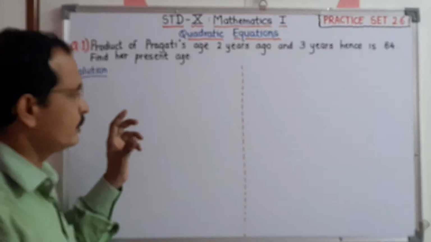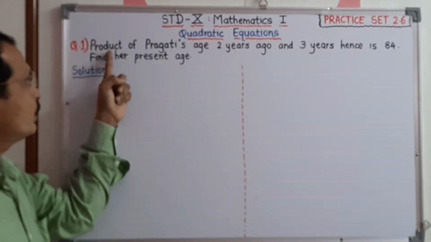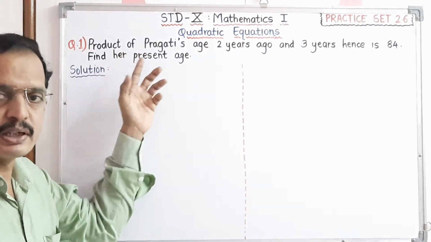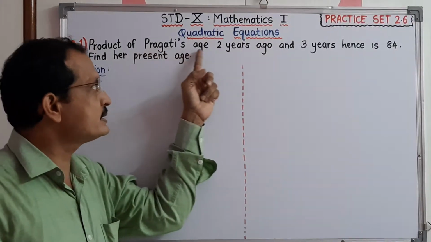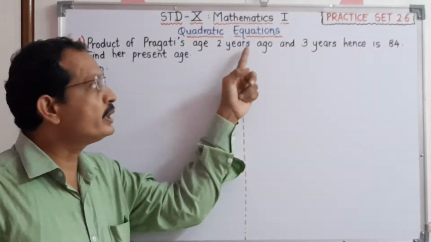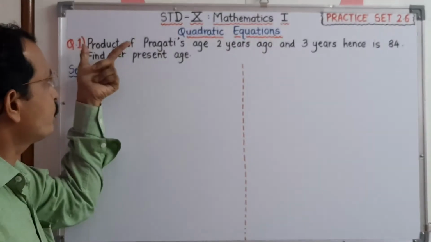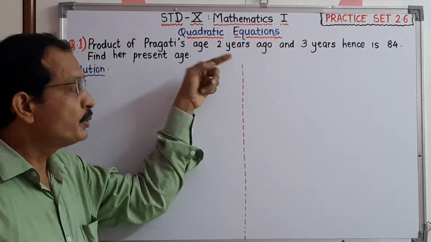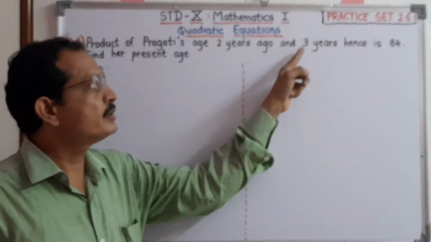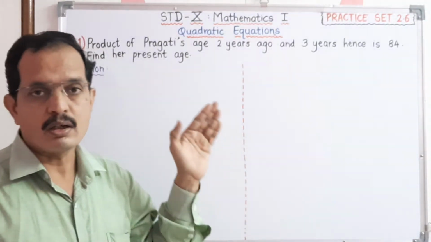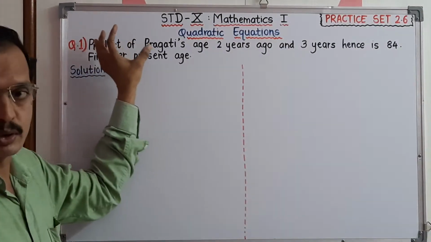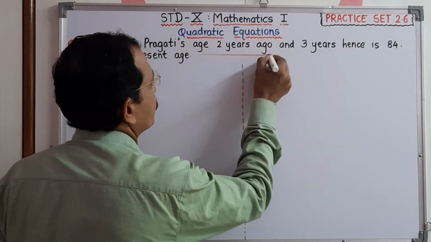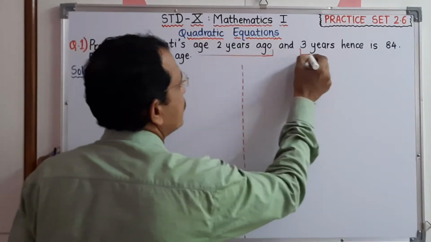First of all, see, the question is like this. We have to make the product, that means we have to do the multiplication. Multiplication of what? Pragati's age 2 years ago. We have to make the product of Pragati's age, but which age? The age 2 years ago and 3 years hence is 84. The condition is given. We have to make the product of the age 2 years ago and 3 years hence.